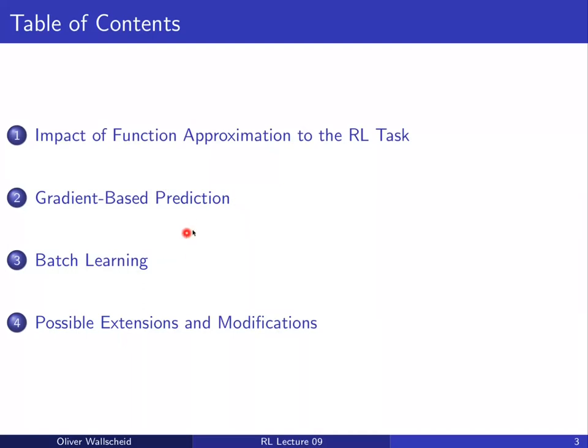Then we will utilize this approach in so-called batch learning. So the second point will be step-by-step learning, and as we already discussed in the lecture on learning and planning, we can also use batch learning to speed up the learning curve a little bit. We will have a look at that in the third point for today. And in the last agenda point, we will discuss possible extensions and modifications to the prediction case with function approximation, or the general usage of function approximation in the context of reinforcement learning. But first, let's have a look at the general impact of function approximation on the reinforcement learning task.